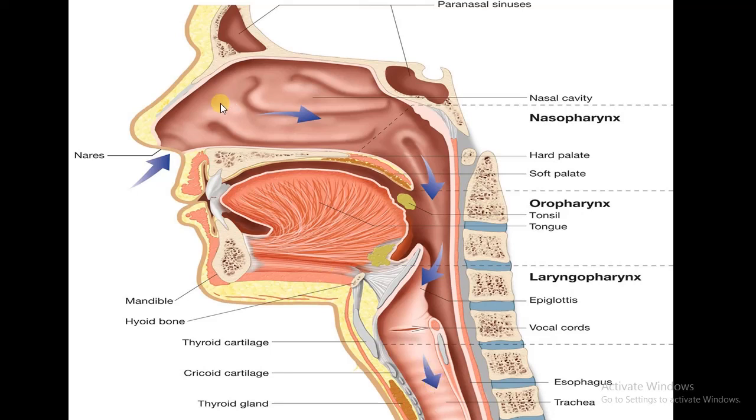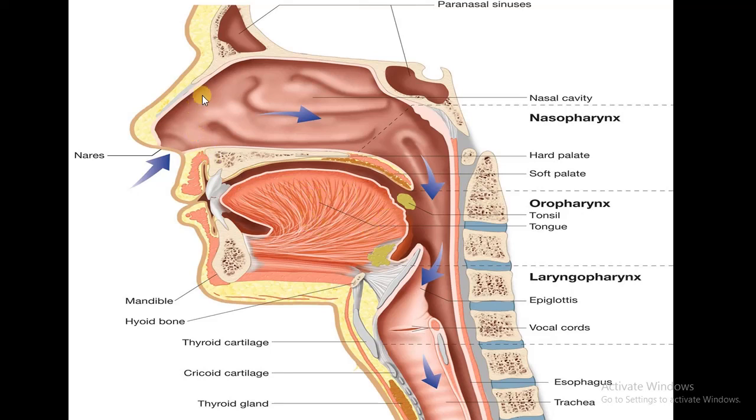Now nasal cavities, they are opened anteriorly. The anterior opening of the nasal cavities is called the anterior nares. So the air enters into the respiratory tract through the anterior nares. Now there is an alternate route for the entry of air into the respiratory tract, that is the mouth or the oral cavity. So this is the oral cavity, this is the tongue.